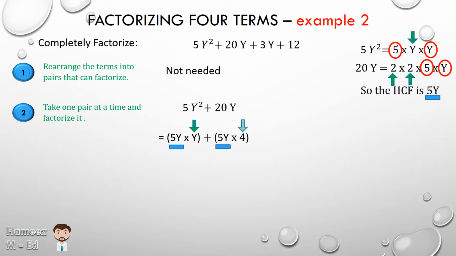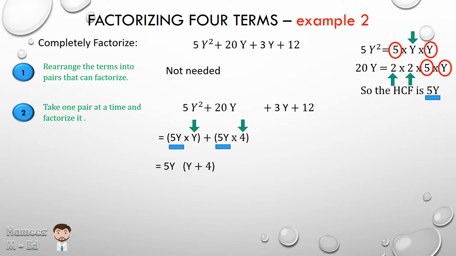Now, when we look at these 2 brackets, what is same? 5y. So we factorize that out, and everything else is put into brackets, y plus 4. Now we can't proceed any further with this, so we go to the next pair, 3y plus 12.